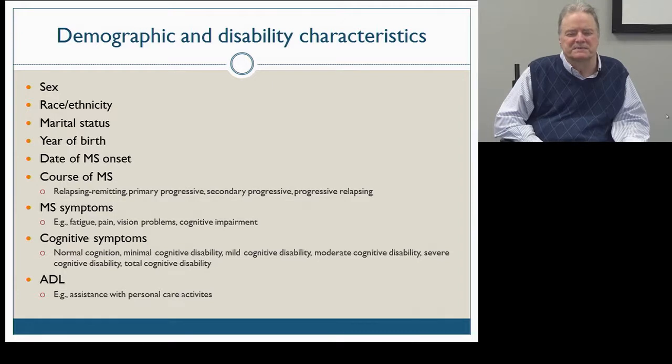So demographic and disability characteristics. It's common to use things like sex, race, ethnicity, marital status, which is also very much a social variable. And then specific with MS, we've used multiple indicators: course of MS, whether it's relapsing remitting, primary progressive, secondary progressive, progressive relapsing, the MS symptoms by type of symptoms or number, cognitive symptoms, and then some of the ADL items. I'm only going to talk about a couple of those today.